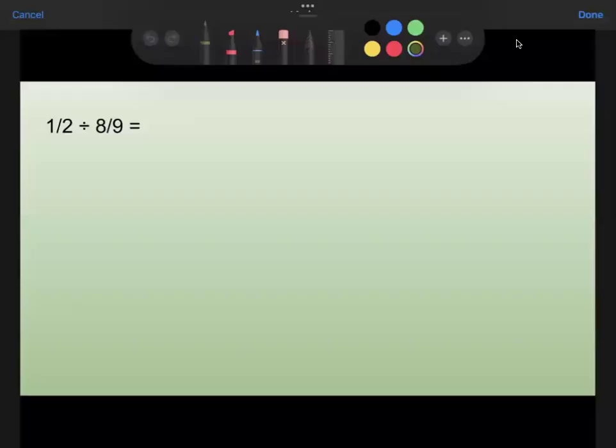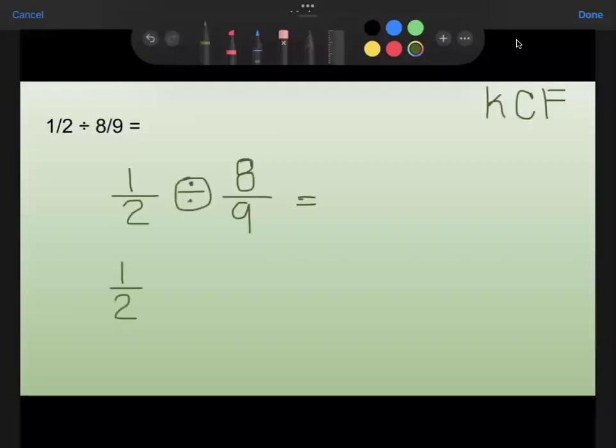Okay, here's our next one. We're going to take 1/2 and divide it by 8/9. So 1/2 divided by 8/9. Okay, we're going to use keep, change, flip. So I'm going to keep that 1/2 the same. It's always the first one you keep the same. Change from division to multiplication, and then flip the second fraction around. Again, it's always the second fraction that gets flipped.